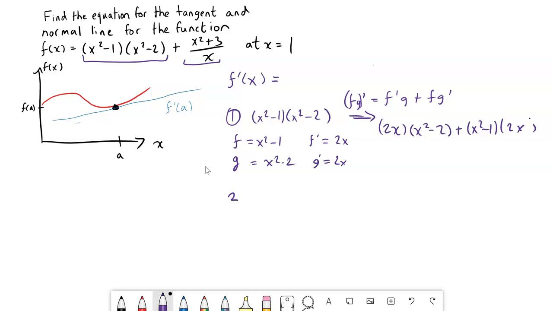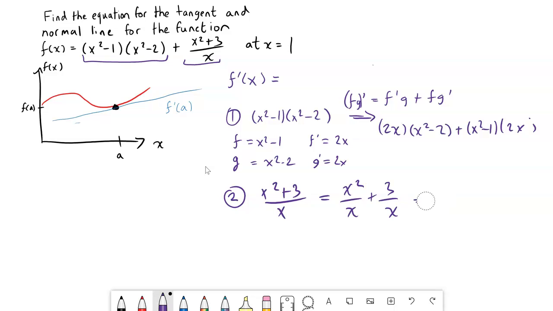So now let's look at the second part, right? The second part I'll do right here. We have this term, and I kind of don't really want to use the quotient rule, right? The quotient rule is too much work. Sometimes, actually most of the times, you can avoid using the quotient rule by rewriting it somehow. In this particular case, we can rewrite it as x squared over x plus 3 over x, right? It has a common denominator of x, so we can split it into two terms. And this is so much easier to find the derivative of, right?